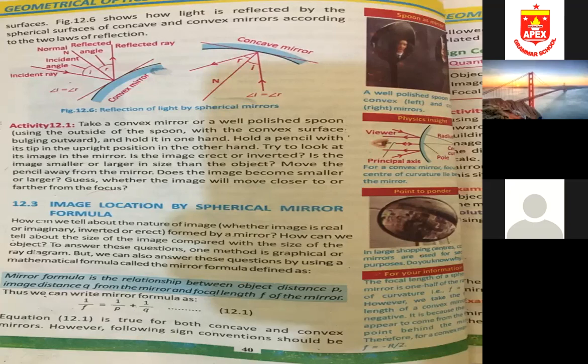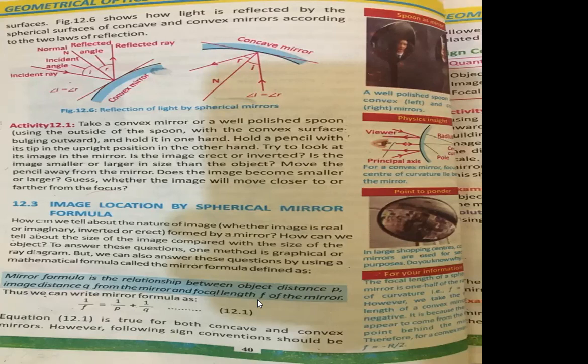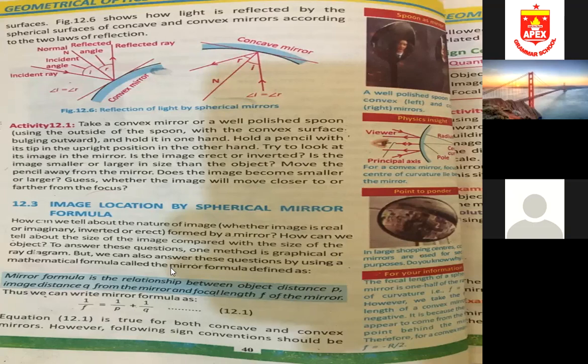What is the mirror formula? The mirror formula is the relation between object distance, which is denoted with p, image distance, which is denoted with q, measured from the mirror, and the focal length, which is denoted with small f. Not focus, it is the focal length of the mirror. Thus we can write the mirror formula, a very, very important formula: 1 over f is equal to 1 over p plus 1 over q.